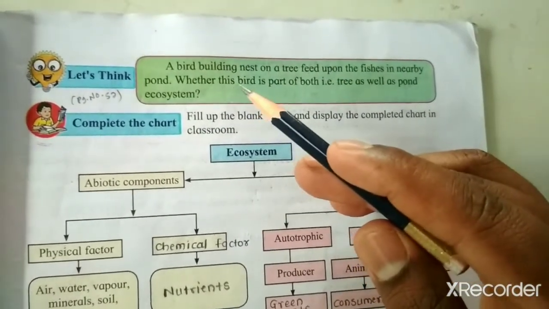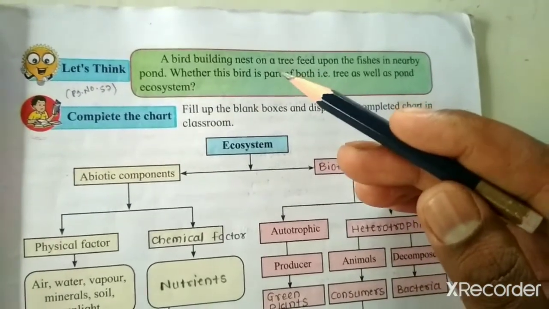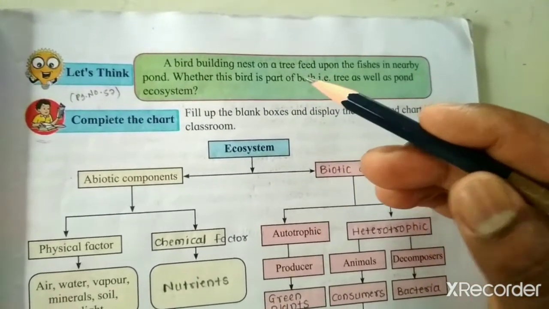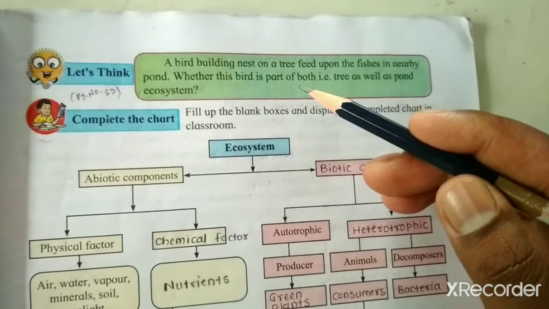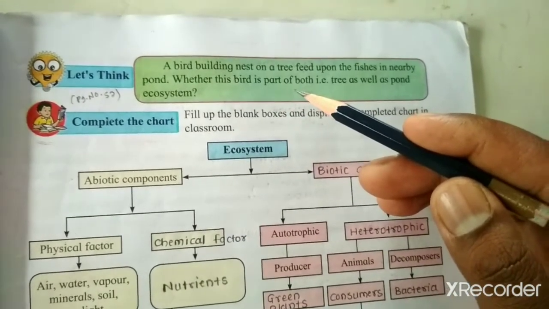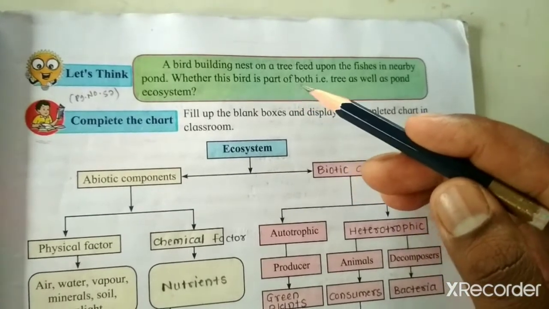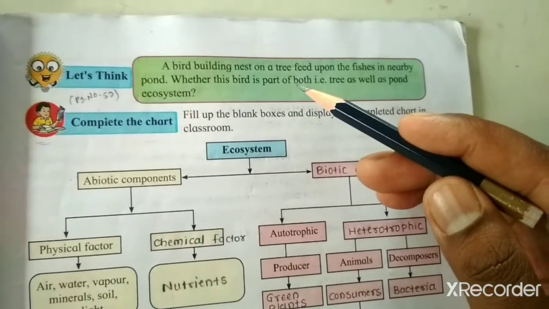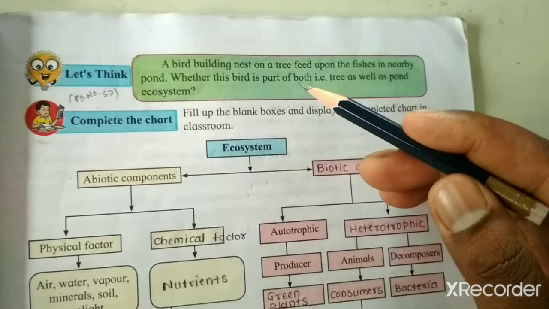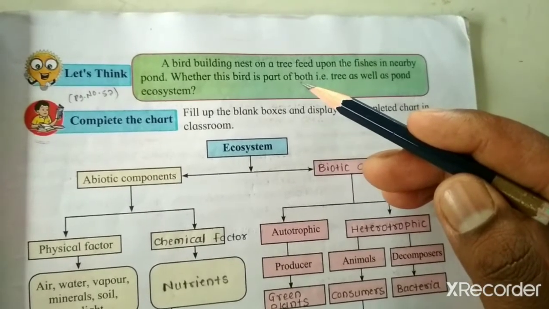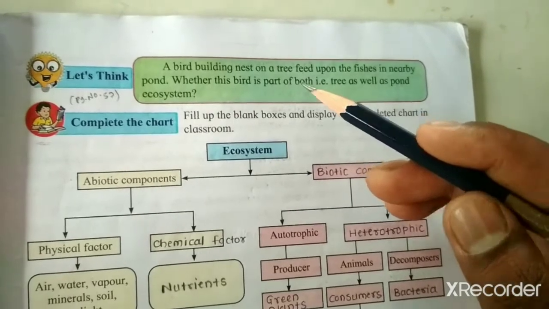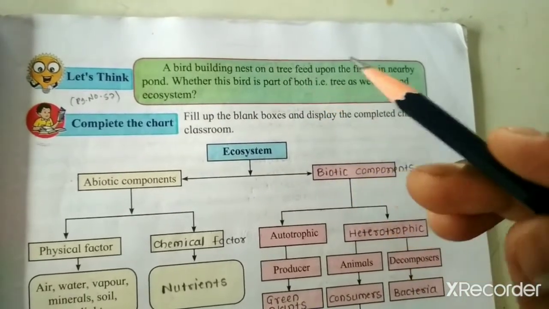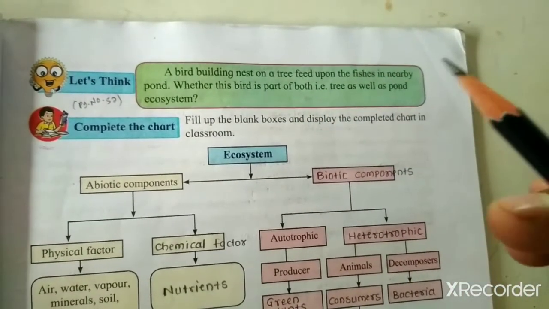So the bird depends on what for food? On fishes. And where does it live? On the tree. That's why the bird is a part of both the tree as well as the pond ecosystem, because it feeds upon the fishes in the pond and also resides on the tree, and might feed on the fruits of the tree and insects living on the tree.